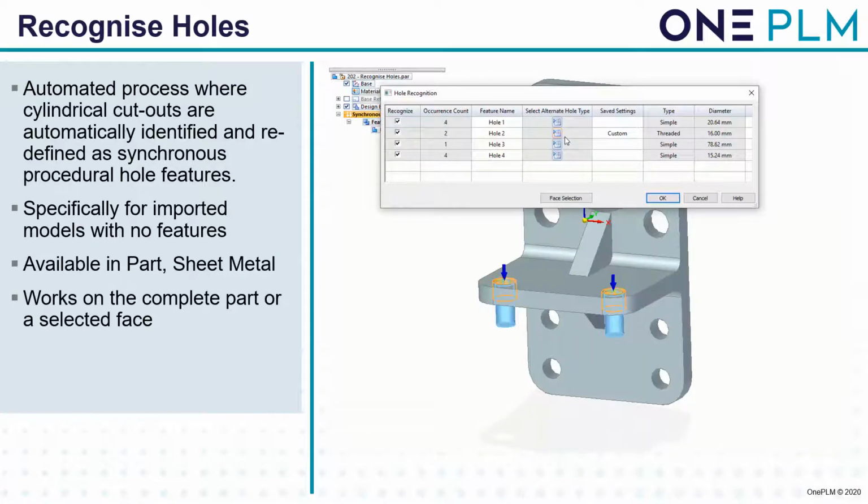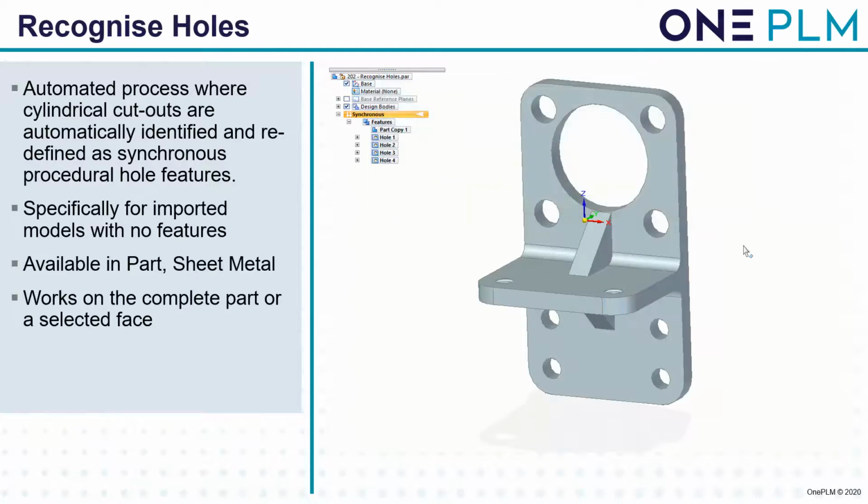Once we've created holes, we can physically go in and change those holes, and that will show that as a custom hole. So we can see we've now got multiple hole groups there.